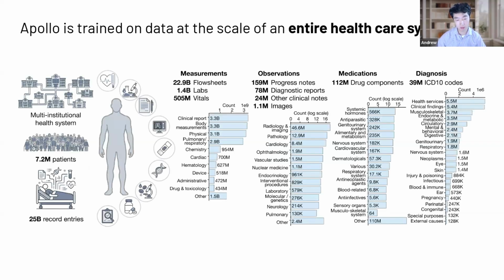So Apollo is trained on the scale of an entire health system. And we have in total billions of events, many of them coming from flow sheets. And this is spanning over the period of about 30 years and around 7 million patients.